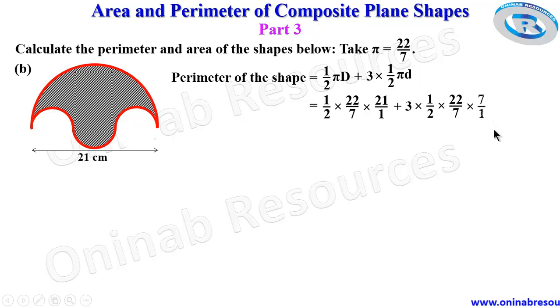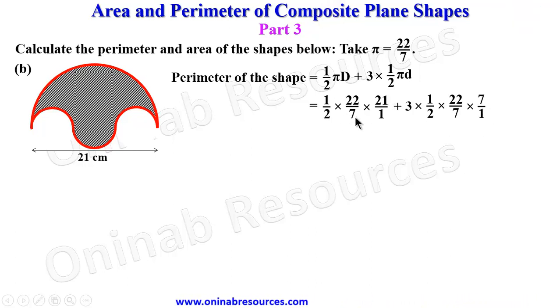That's times 7/1. If we simplify this, that's giving us 33 plus 33.